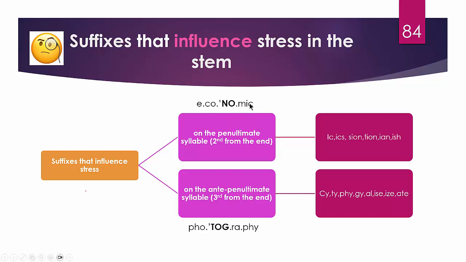This is the type. This is 1, this is 2, so we have to put the primary stress on the second. Then we have the antepenultimate syllable, the third from the end. And these are the suffixes. For example, photography. We have graph here, okay? So, antepenultimate or the third from the end, we have 1, 2, 3. The primary stress on the third.